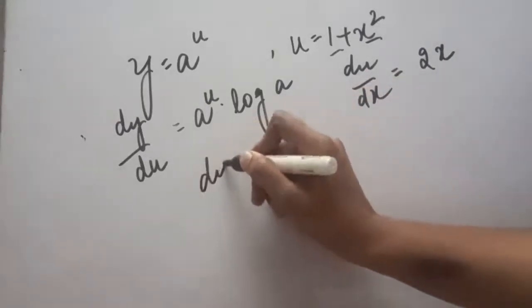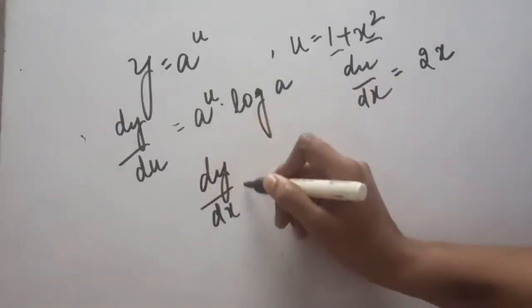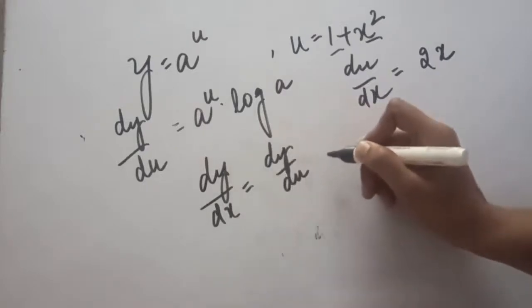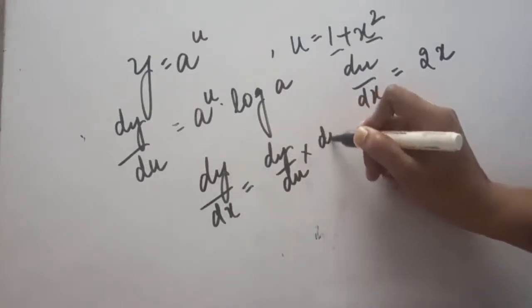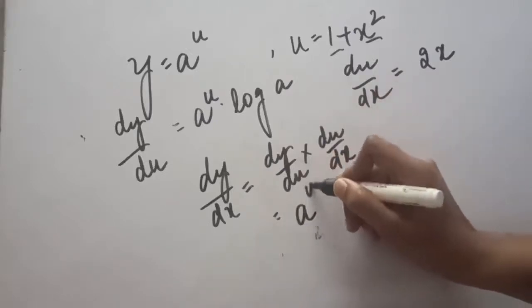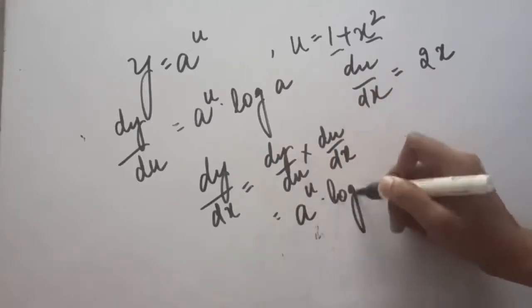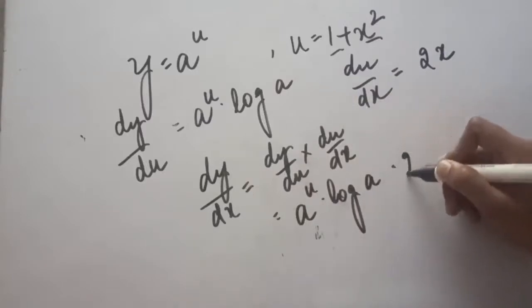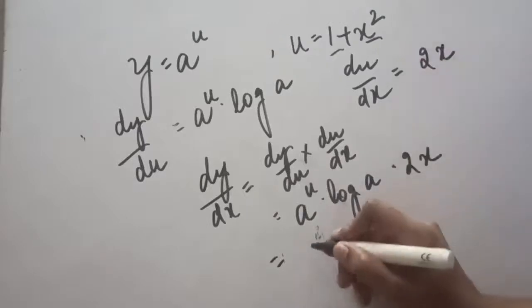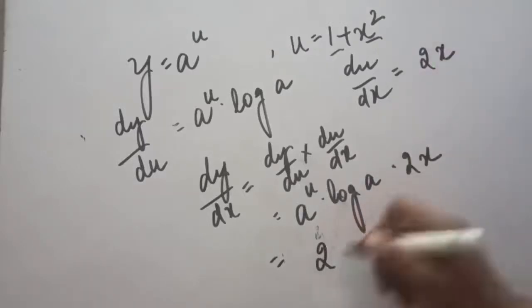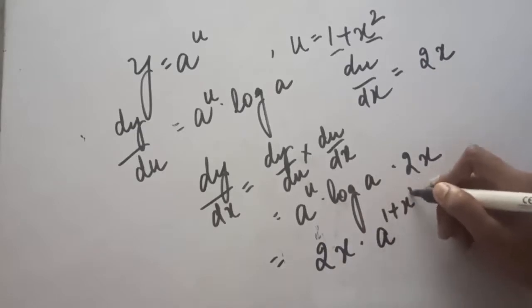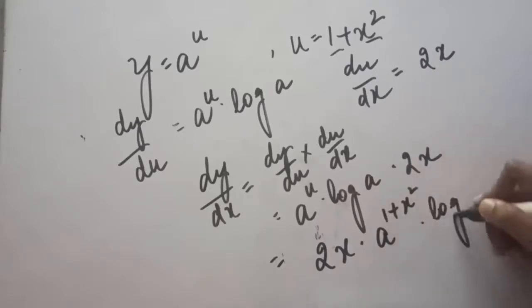So now finally we have to calculate dy upon dx. So that will be dy upon du multiplied by du upon dx. So filling the values, a power u into log a multiplied by 2x. So here we can finally fill the value of u. So our answer will be 2x into a to the power 1 plus x square into log a.